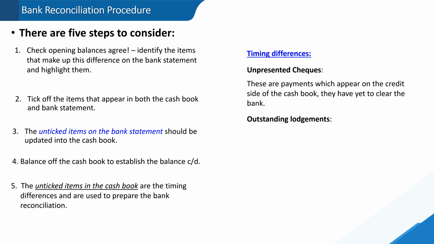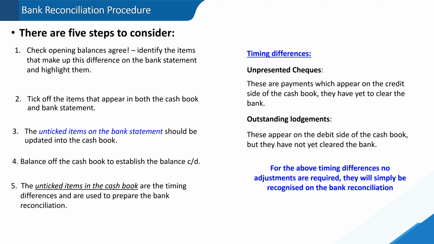Outstanding lodgements, a very similar principle, but these appear on the debit side of the cash book. They've not yet cleared the bank. So these are receipts that have come into our business, we've recorded them into our cash book, but again, not yet through the bank's financial system. When we have timing differences, there's no adjustments to be made. We don't take out those unpresented cheques or outstanding lodgements. We do no adjustments. We simply recognise them on the face of the bank reconciliation, and those timing differences will help us reconcile the balances on the cash book and the bank statement.